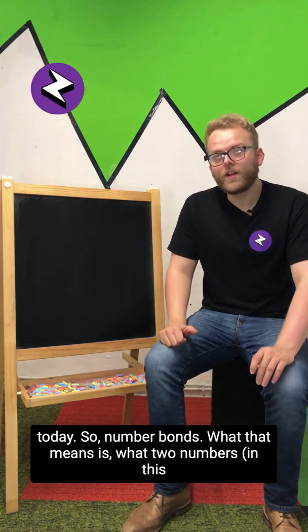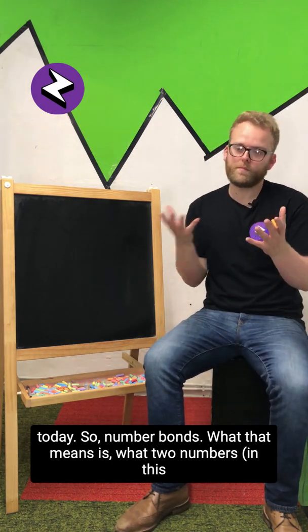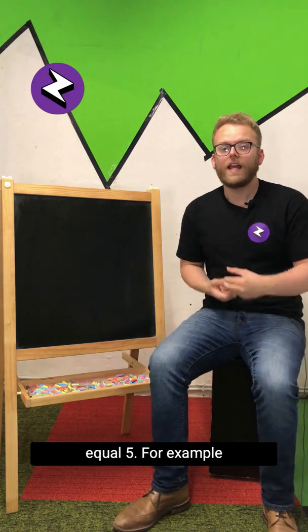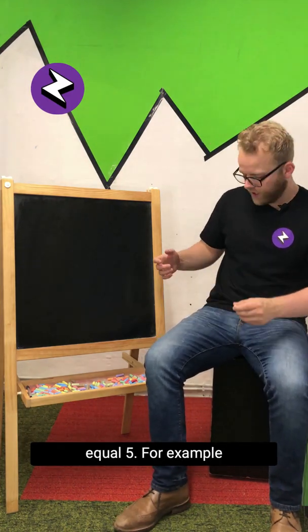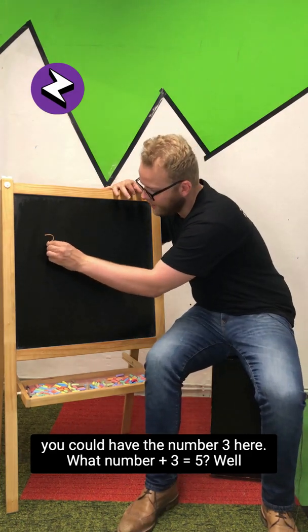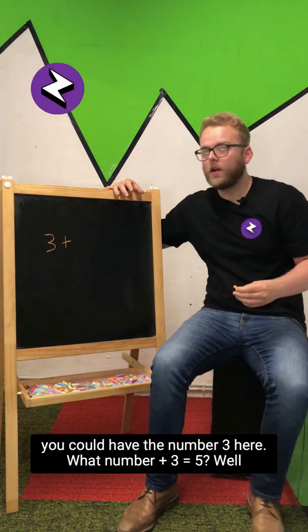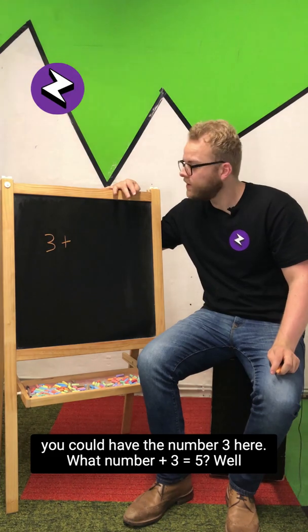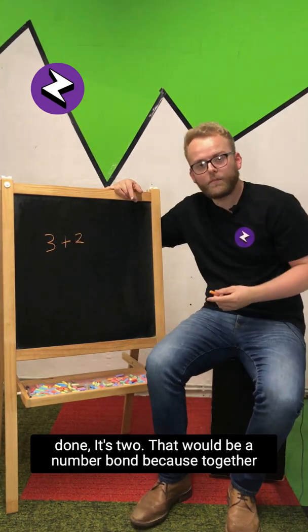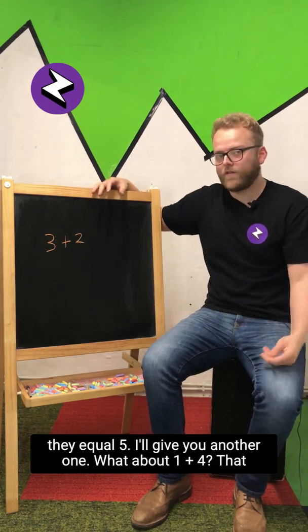So, number bonds. What that means is it's two numbers, in this case we're doing addition, so two numbers that added together equal 5. So for example, you could have the number 3 here, and what number plus 3 equals 5? Well done, it's 2. So that would be a number bond, because together they equal 5.